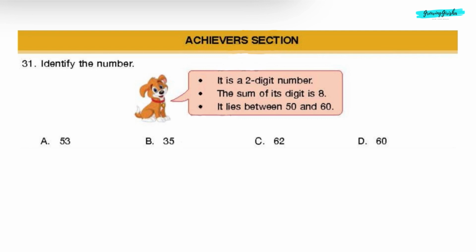Achiever section. Question 31. Identify the number. It is a 2-digit number. The sum of its digits is 8. It lies between 50 and 60. Let's see the options. Option A, 53. It is a 2-digit number, yes. The sum of its digits is 8, yes. 5 plus 3 is 8. It lies between 50 and 60. Yes, 53 lies between 50 and 60. So option A will be the correct answer.